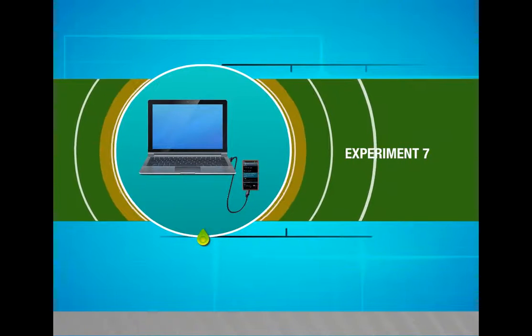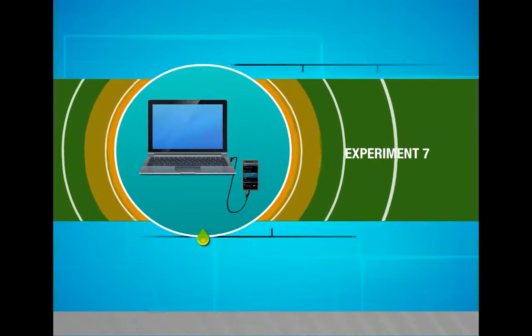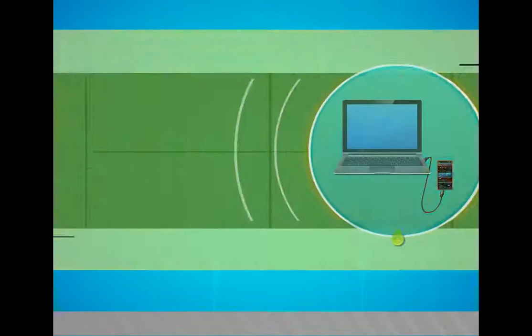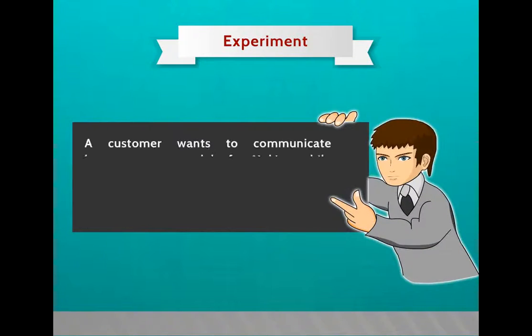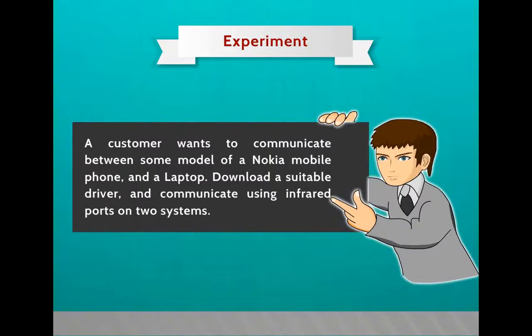Experiment 7. In this video, we are going to see about Experiment 7. A customer wants to communicate between some model of a Nokia mobile phone and a laptop. Download a suitable driver and communicate using infrared ports on two systems.